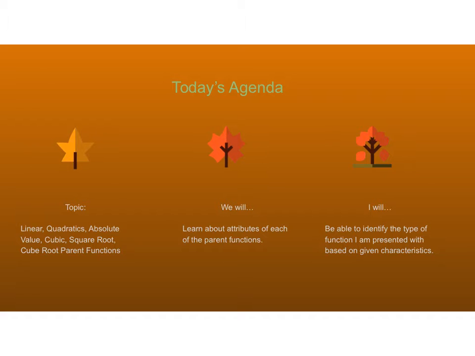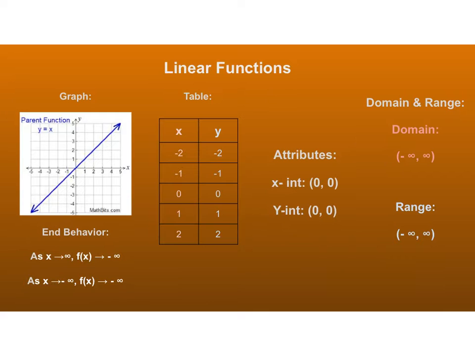The first thing on our agenda for today, our topic that we're going to address in this video, is about linear, quadratics, absolute value, cubic, square root, and cube root parent functions. We're going to learn about the attributes of each of the parent functions, and when we're done, you should be able to identify the type of function based on given characteristics. So first we're going to start with a linear function.